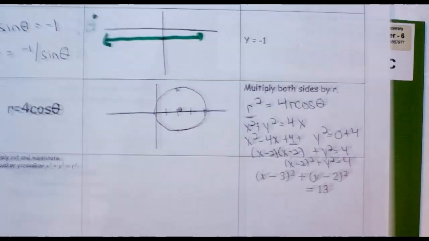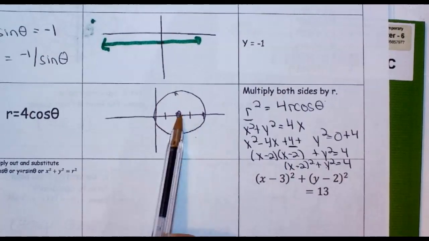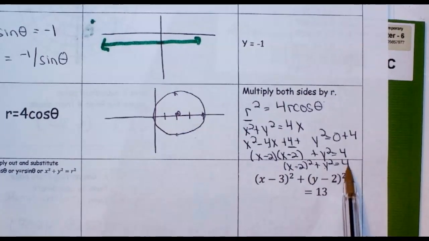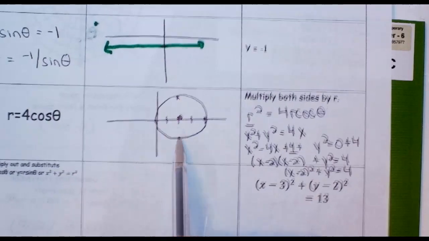Now you can see the center of your circle is at 2, 0, which is what we got. And remember, this value is your radius squared. So your radius would be 2 units, and we went 2 units all the way around.